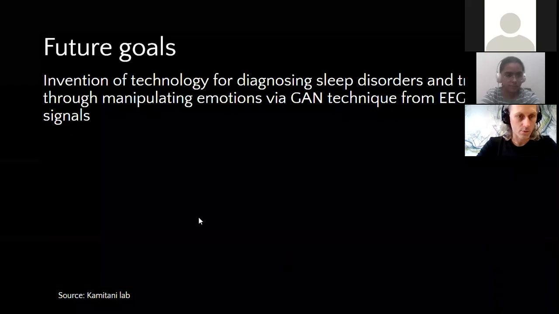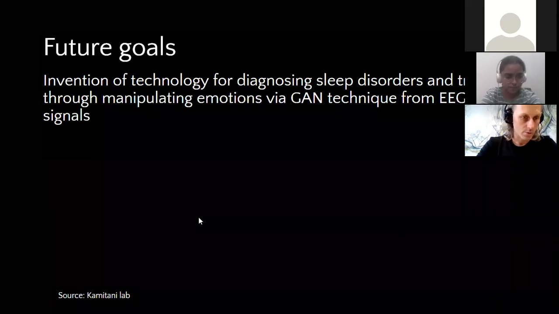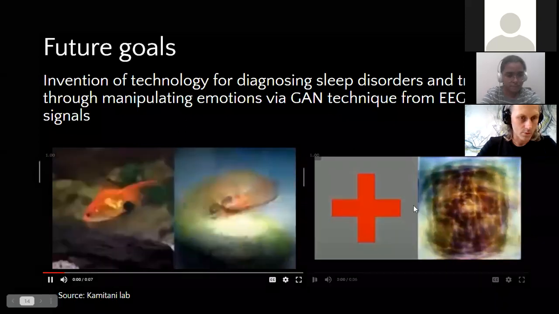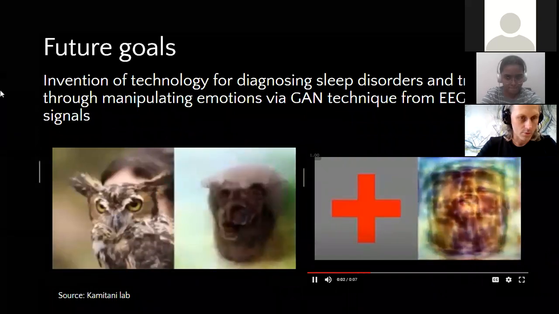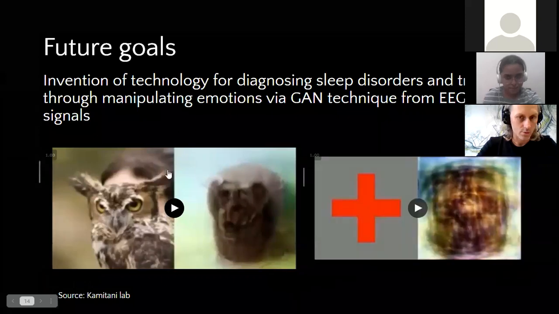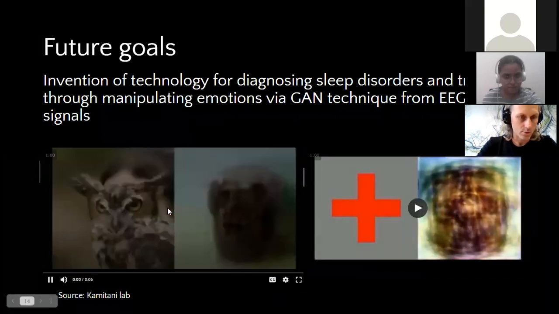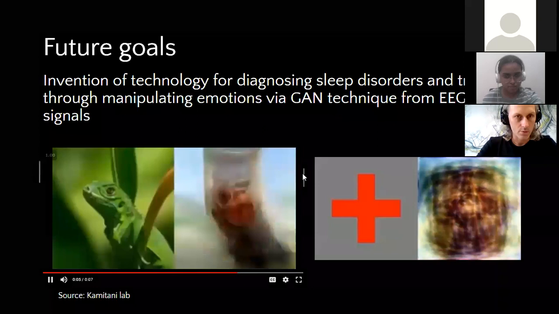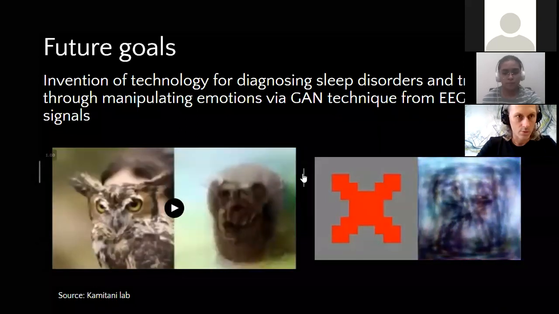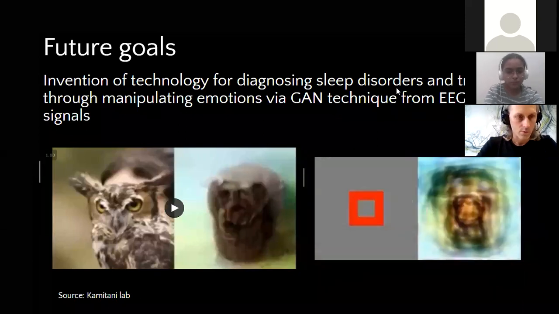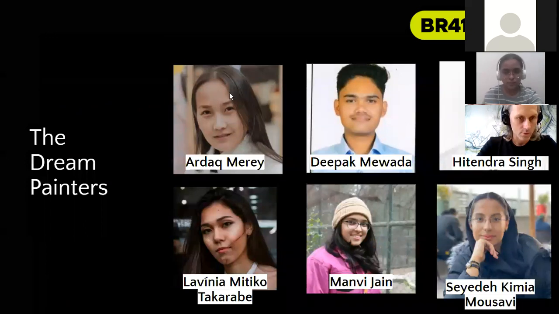So what is our future goal? There is one video. Now our future goal is to generate, we were able to generate the shapes, but this is from Kamitani lab. So now our future goal is to generate real-time images from the dreams. If we can generate the shapes, then I think there is a greater possibility of doing that. After this, we will be looking in this direction to generate real-time images from our data. So this is all from our team.